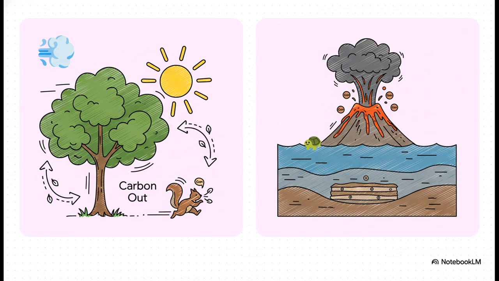We're talking photosynthesis and respiration. Then you've got the slow cycle. This is the deep geological heartbeat of the Earth, with stuff like rocks forming on the ocean floor or volcanoes erupting, processes that unfold over millions of years.